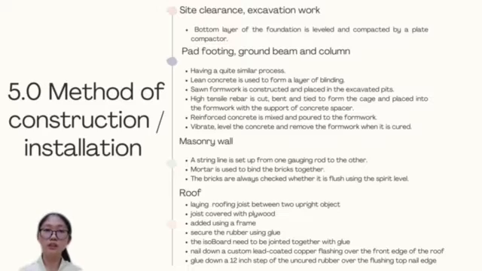Once the substructure is done, the construction of the masonry wall is performed. A string line is set up from one gridline to the other, and mortar is used to bind the bricks together. During the masonry work, the bricks are always checked to see whether they are flush using a spirit level.